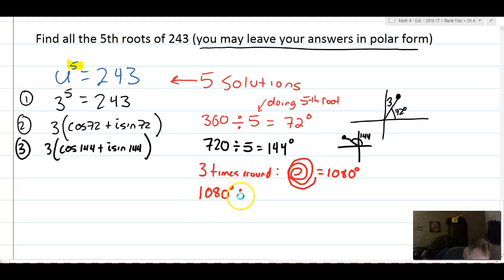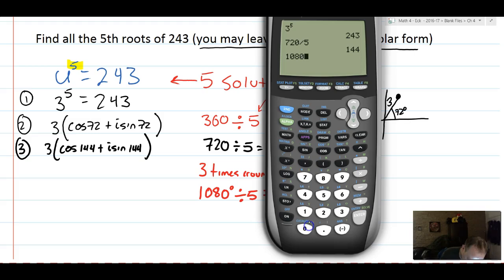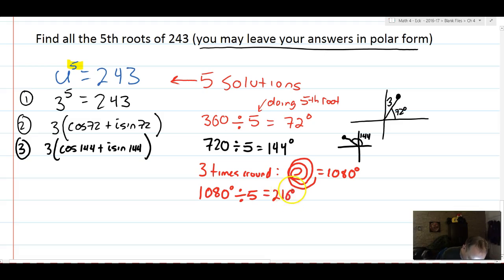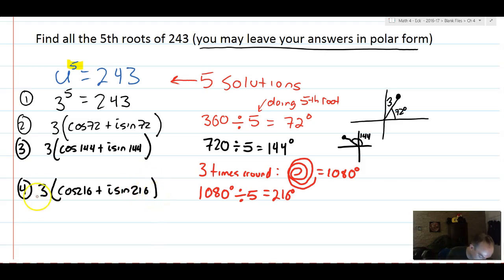So then I could do 1080 divided by 5, and I would get 216. So my fourth root is going to be 3 cosine 216 plus i sine 216. Every one of these has the same radius because we still need that radius to increase to 243. So that when I do this whole thing using De Moivre's theorem to the fifth power, I do 5 times 216 and I end up with 1080. So it's sort of like going backwards.